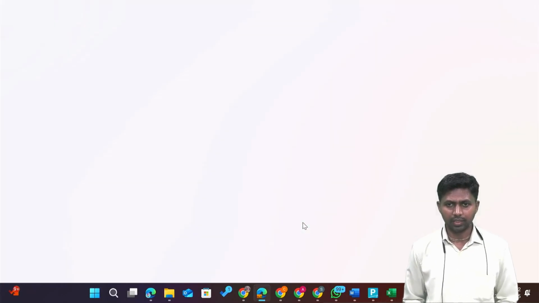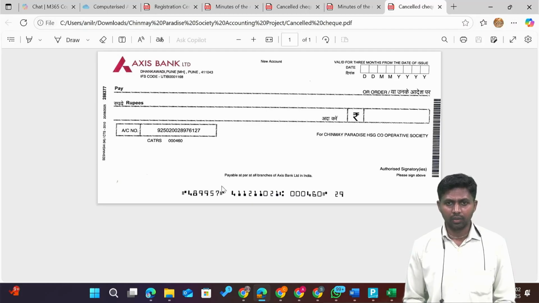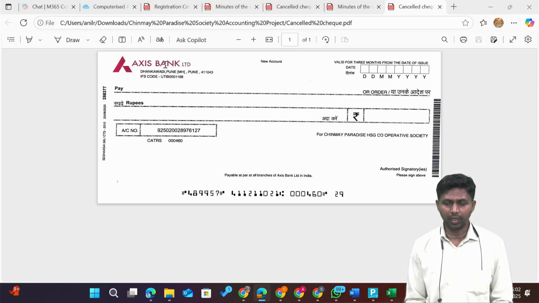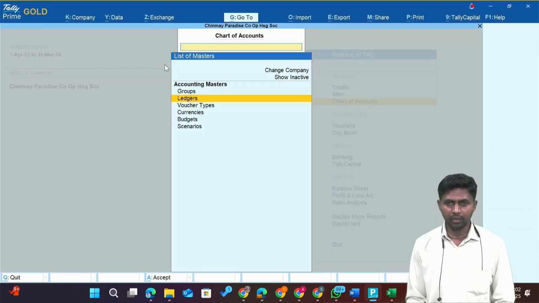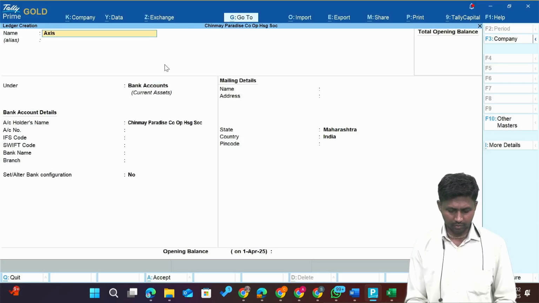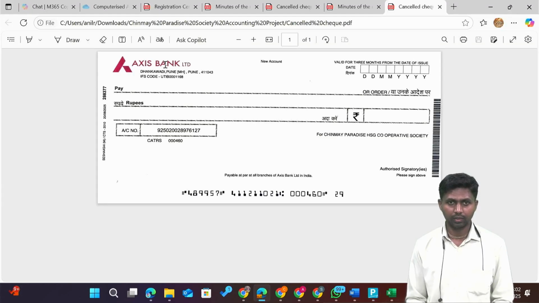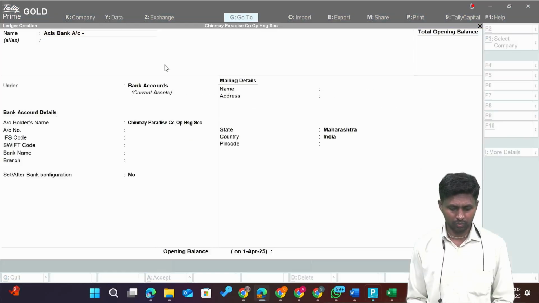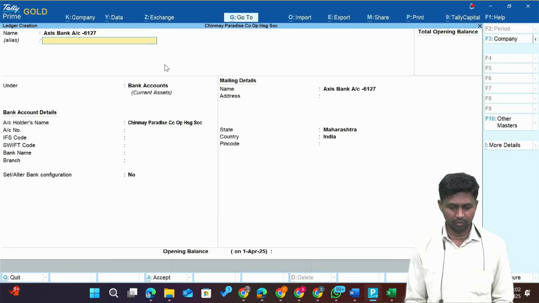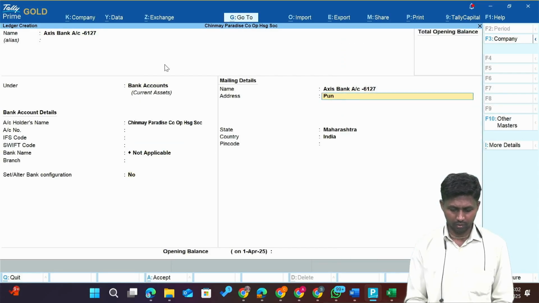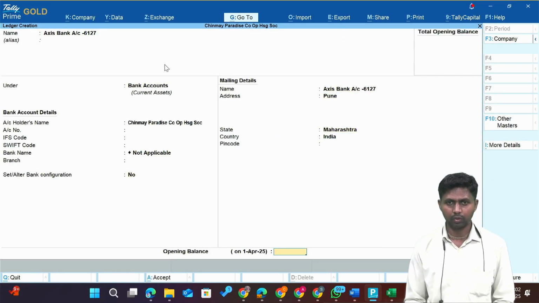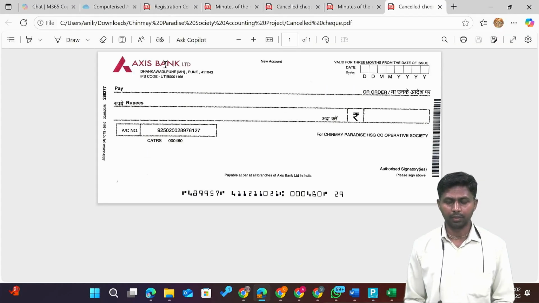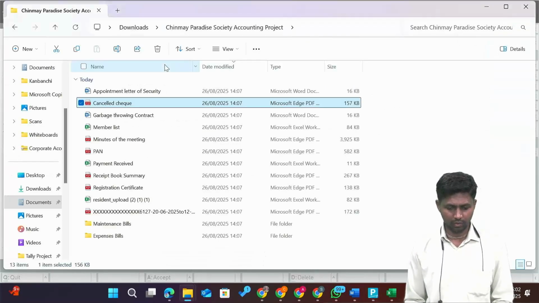Just check this cancel check. We have opened an account in Axis Bank. Therefore, in Tally, say create ledger Axis Bank account, and then just write the last four digits, 6127, and in the bank. Okay, enter. Say Pune. We don't have any opening balance as such. Enter. Accepted. Cancel check over.